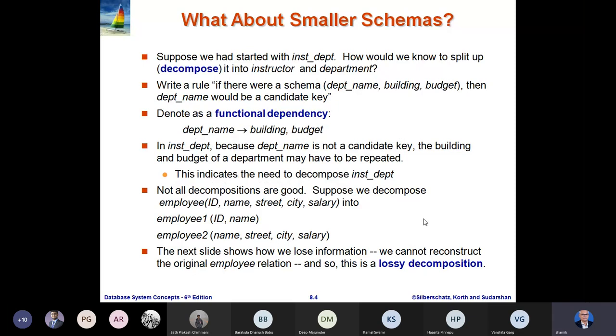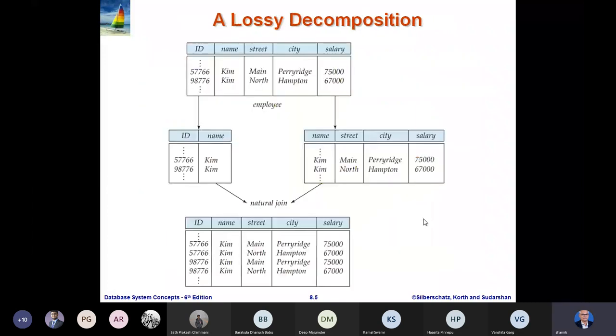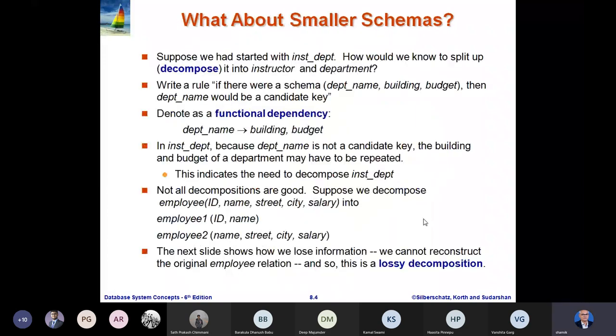And then we can have this particular instructor table having only the instructor ID, name, salary, and department name, and the department table will have department name, building, and budget. Okay. Now the question is what makes these changes better, which can be understood formally when we talk about what is called functional dependency. Okay.